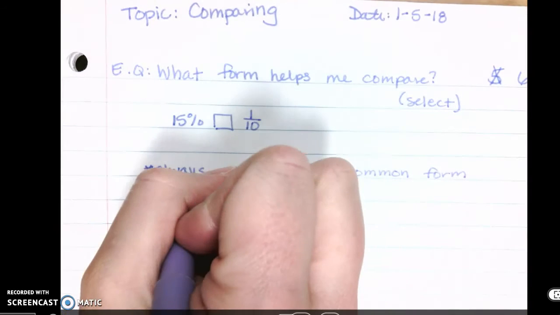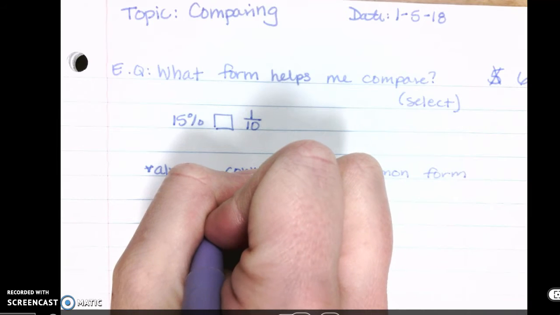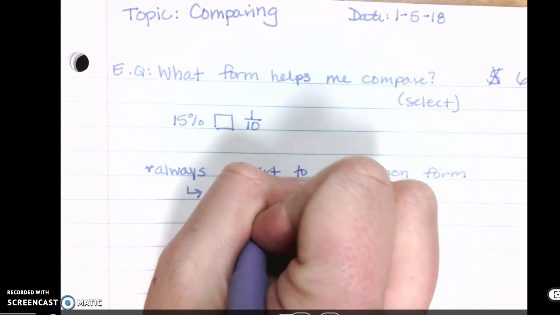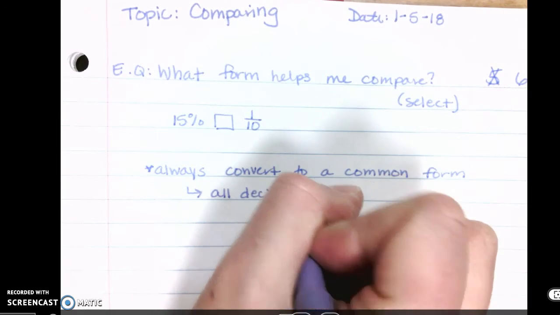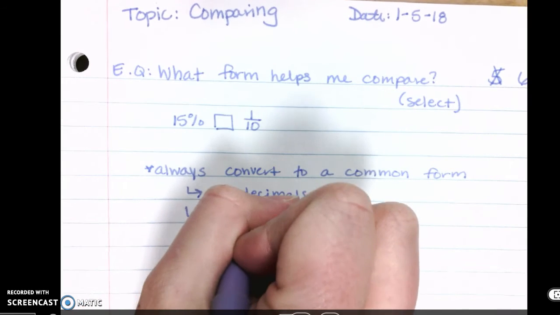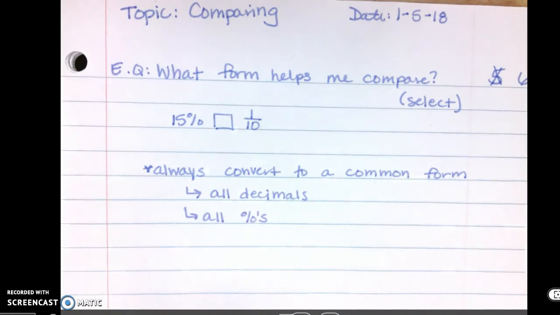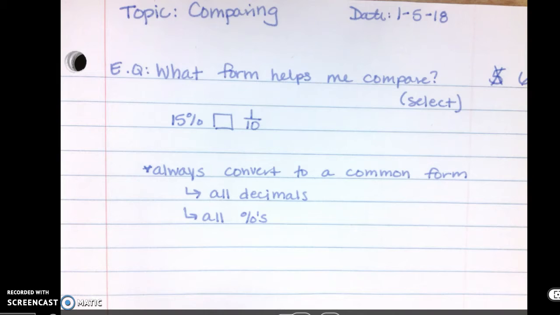Typically, the most popular ones that I see students do is either all decimals or all percents. Sometimes I see students do fractions, but most of the time I see decimals and percents. The reason why I don't see as many fractions is because it requires more work. I have to find common denominators, write equivalent fractions, I have to do some multiplying. There's just extra pieces to it, but that doesn't mean it's not valid.